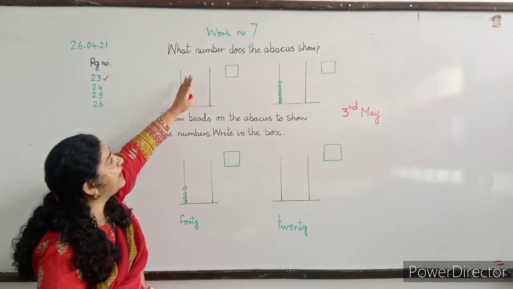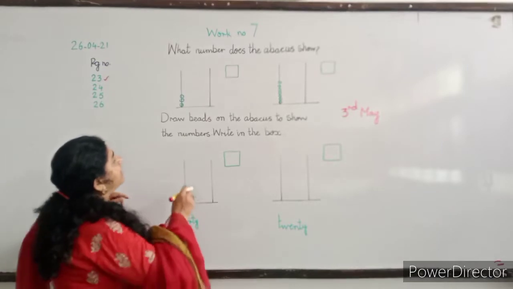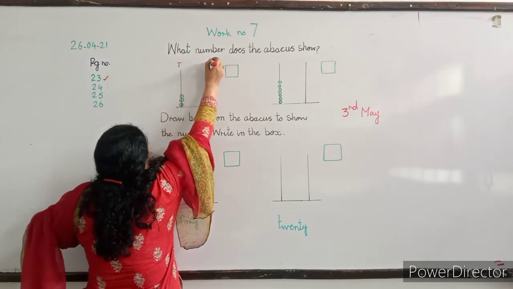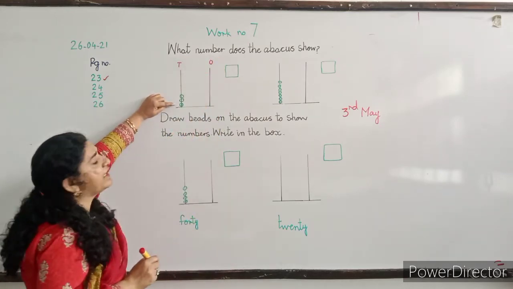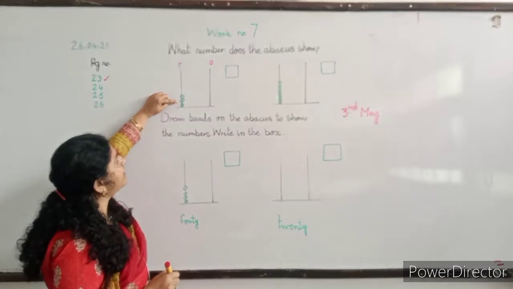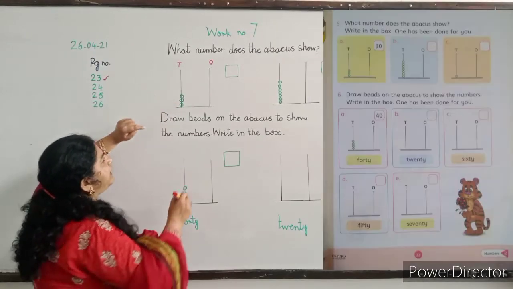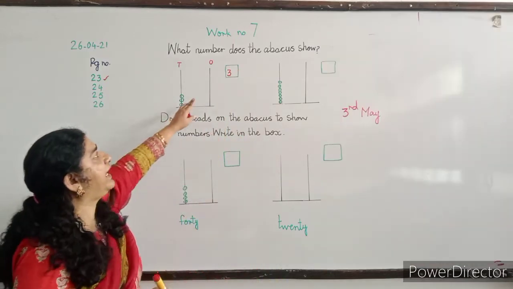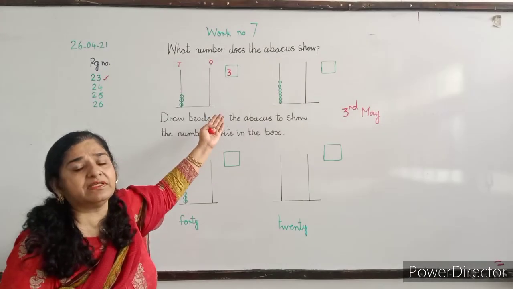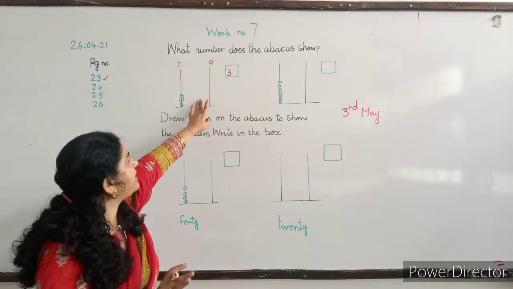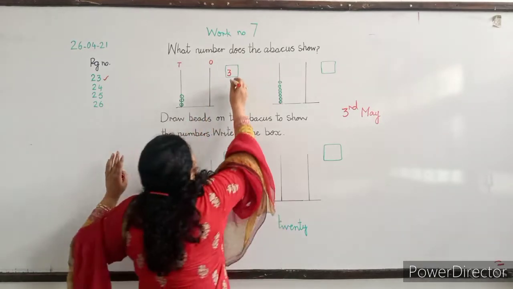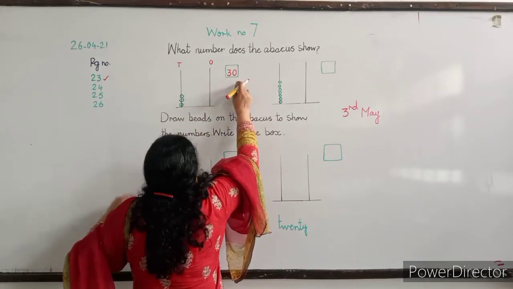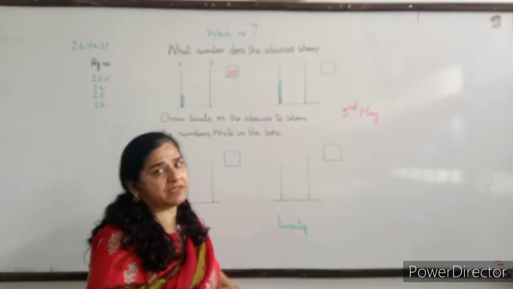Okay. Now see children, how we have to find the number. See, this is for tens and this is for ones. Now see, how many tens are here? 1, 2, 3. 3 tens. We will write in the box. 3 tens. And how many ones are here? Yes, no one. So if there is no number, it means there is 0. So 3 tens and 0 ones. Okay? 3 tens and 0 ones is 30.